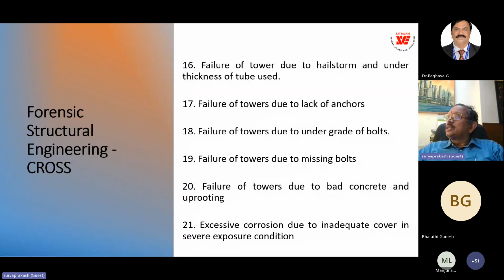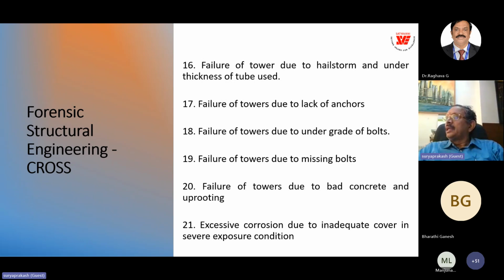Failure of tower due to hailstorm and under thickness of tubes used. Failure of towers due to lack of anchors. This is very, very important. Most of the cases, tower stability depends on the resistance to uplift. And if we have a lack of anchors or adequate anchors, the towers fail.